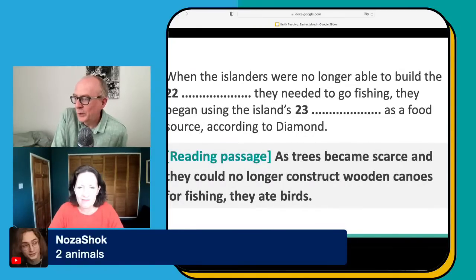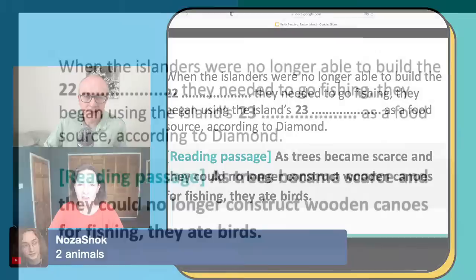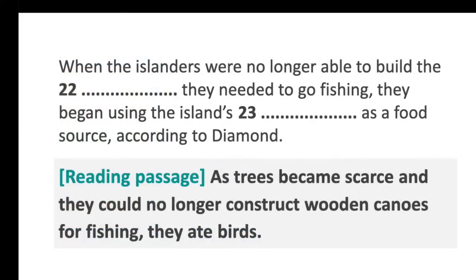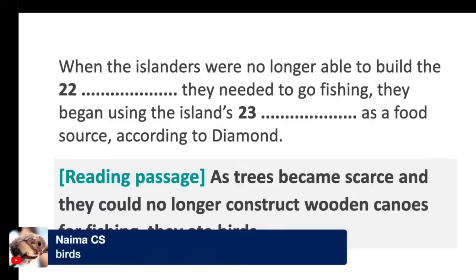Ah, wooden canoes. Do you want to put it full screen? It's slightly off, isn't it? There we go. Okay, so in the comments, please, can you write what do you think it is? What's the correct answer for 22 and for 23? And remember what we said, you have to copy it exactly as it is in the text. Lovely. I think everybody's got it.